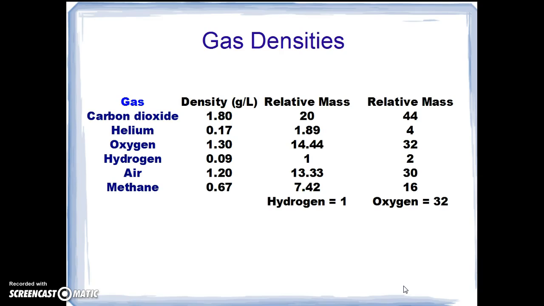So we can prepare a table of relative masses of all the gases. Now we still don't know what to do about this, or if it has anything to do with the mass of the particles, but it gives us a relative mass scale.